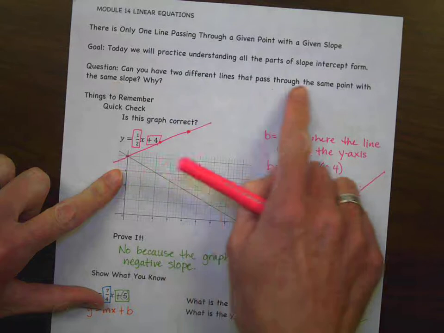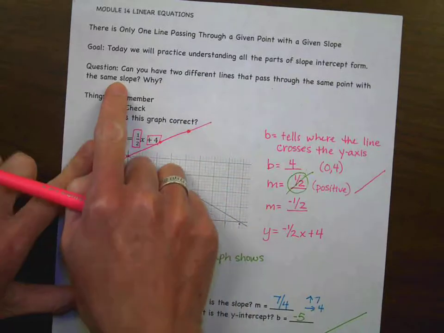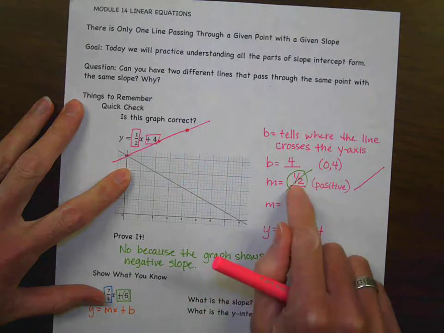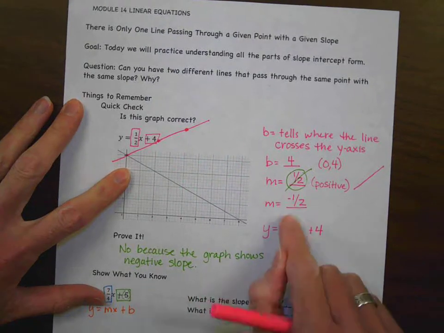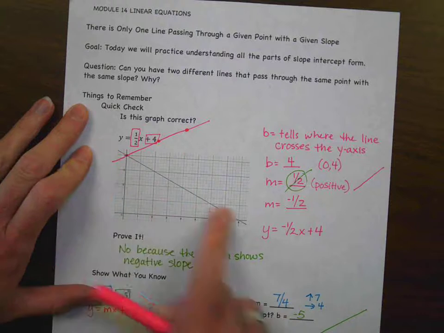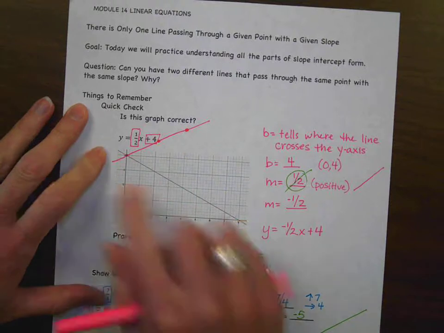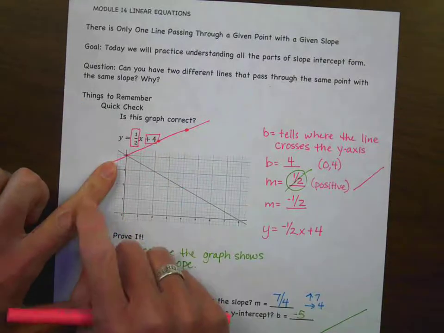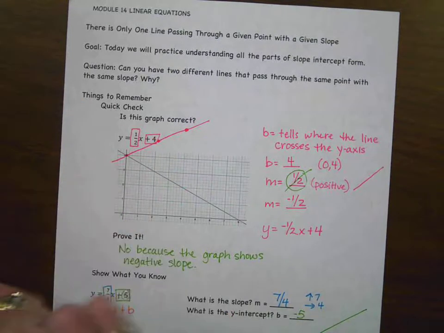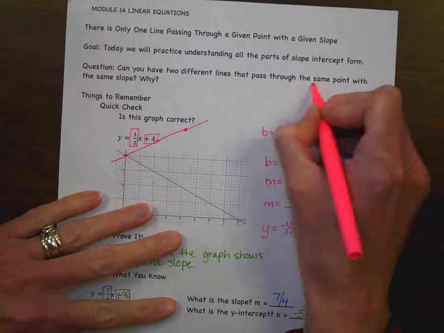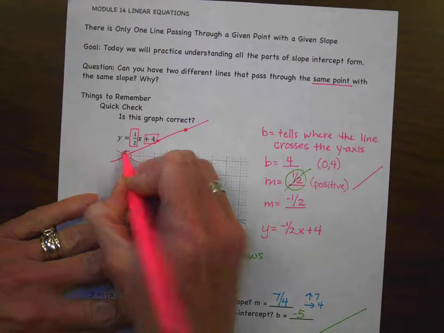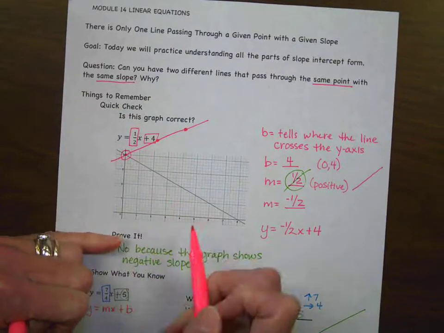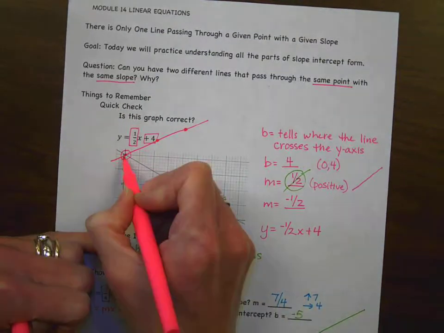It says, can you have two different lines that pass through the same point with the same slope? As long as they have different slopes, like these had different slopes. This one has a positive slope, positive 1/2. This one has negative 1/2, a different slope. And this is positive 1/2 as your slope. So that right there shows you that it's two different lines. So the idea of having the same point, which right here, 4 was the same point, with the same slope, then you're just building the exact same line.